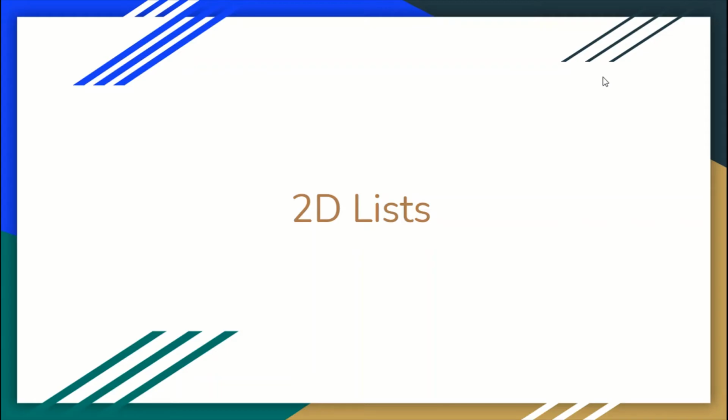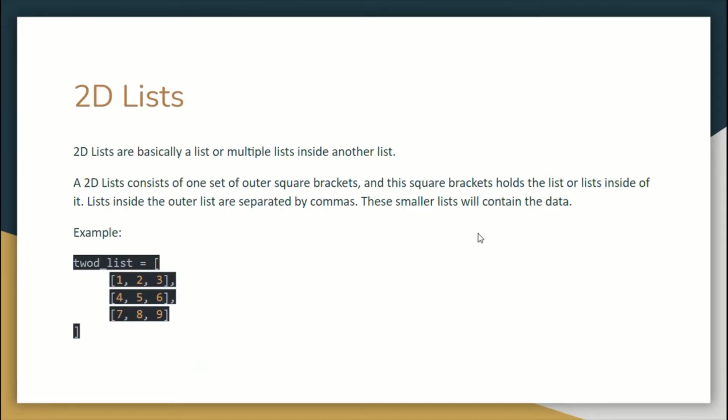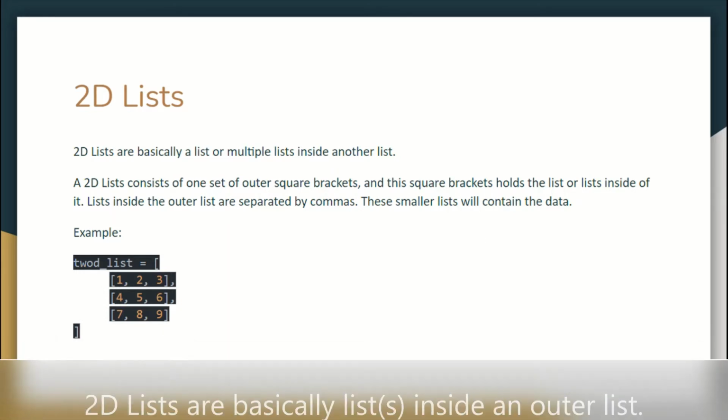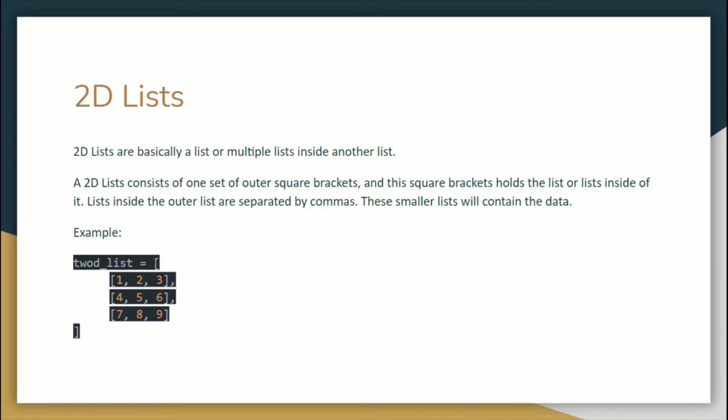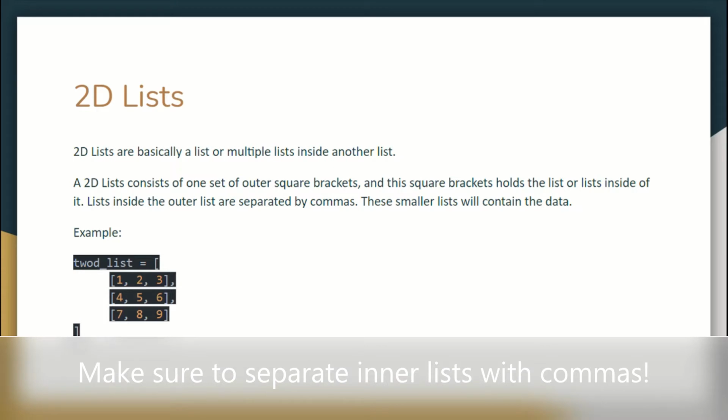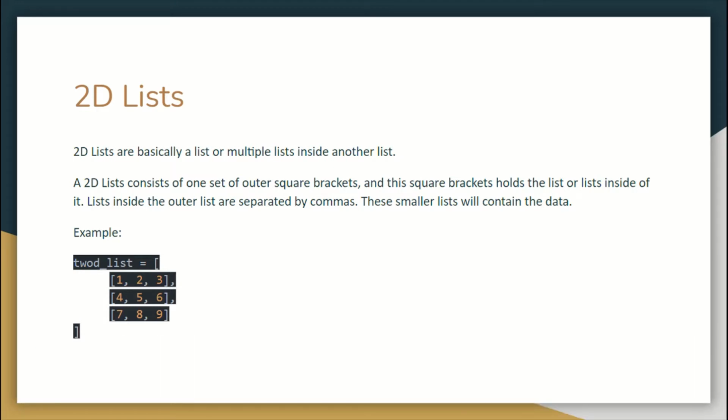Let's go on to the first topic of the day, 2D lists. So what are 2D lists? 2D lists are basically a list or multiple lists inside another list. A 2D list consists of one set of outer square brackets, and these square brackets hold the list or lists inside of it. Lists inside the outer list are separated by commas. These smaller lists will contain the data.